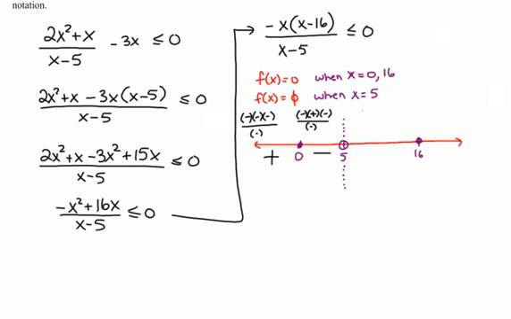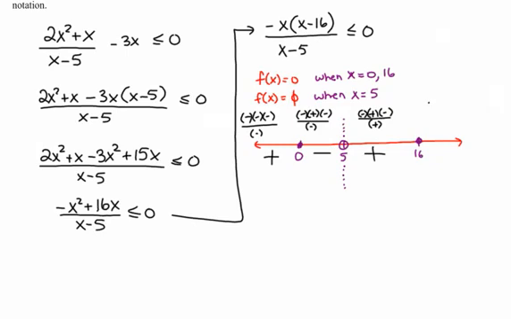Okay, pick a number between 5 and 16, so say 6. So the negative out front, and then plugging in positive 6 for x is a positive. 6 minus 16 is negative, and 6 minus 5 is a positive. So we have two negatives, two positives. That will result in a positive.